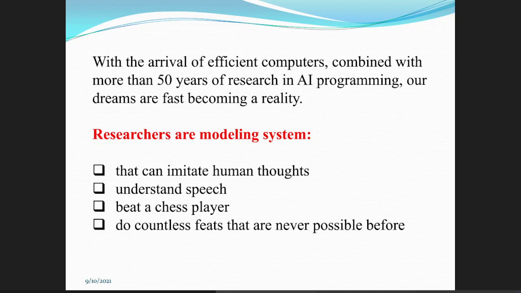Now, as I have already discussed, with the arrival of efficient computers, algorithms, as well as the research that has been done by dedicated researchers in this area, things are becoming possible. Today we can imitate what the human is thinking. With the help of sensors and machine learning algorithms, we can take EEG, electroencephalograph signals, extract information from those signals, and use these algorithms to find out what the human is thinking, right?